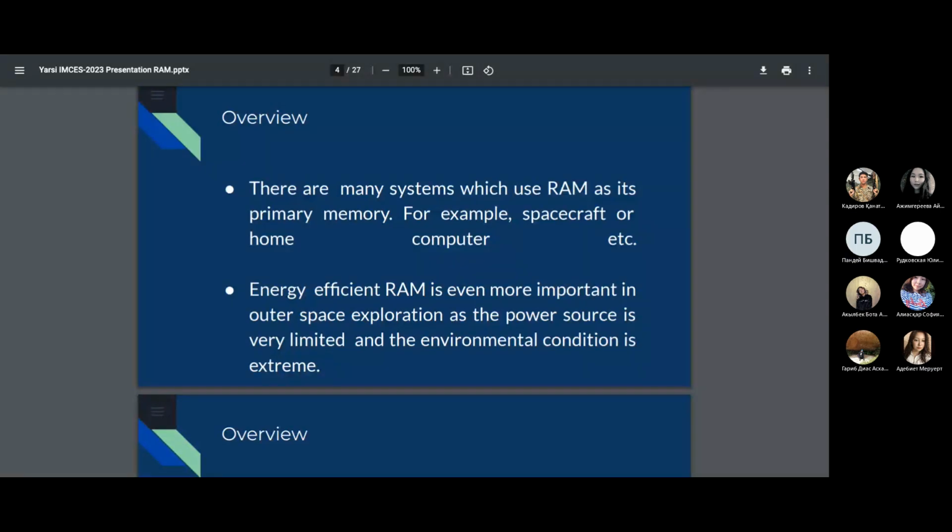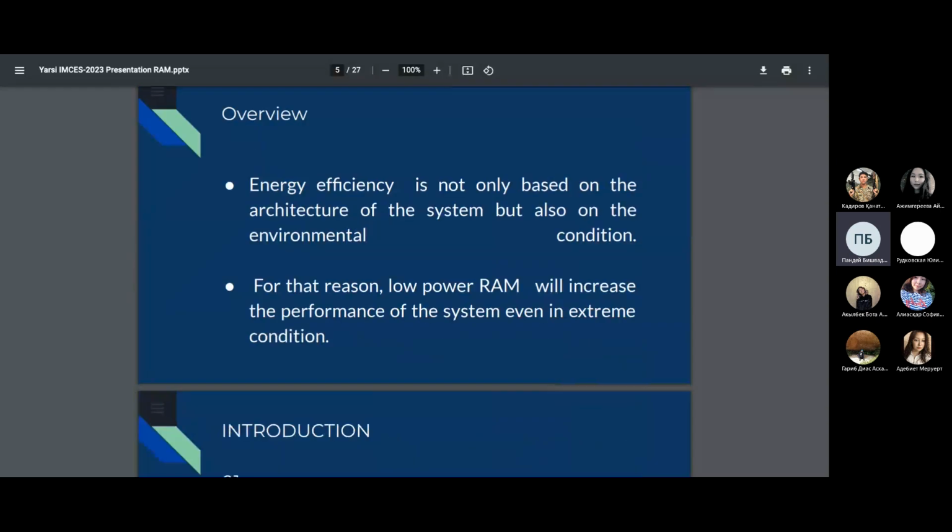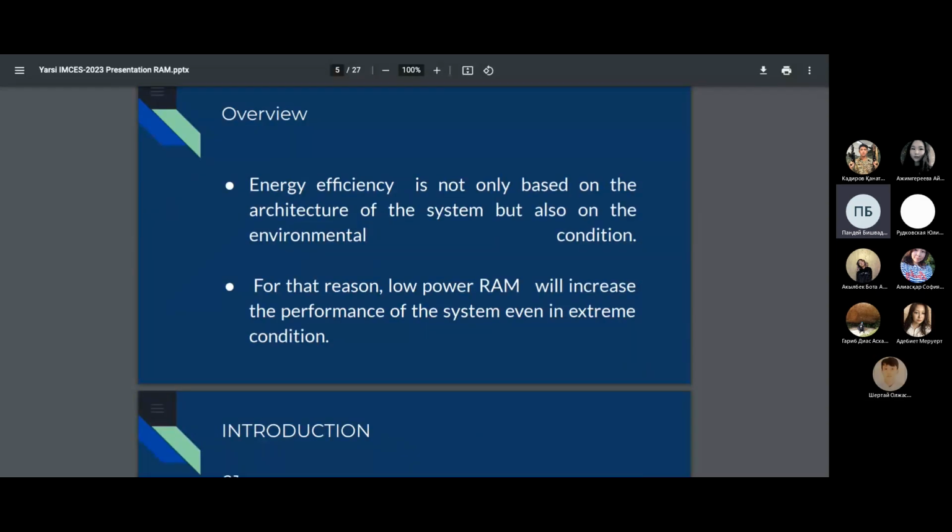Overview. Energy efficiency is not only based on the architecture of the system but also on the environmental condition. For that reason, low power RAM will increase the performance of the system even in extreme conditions.